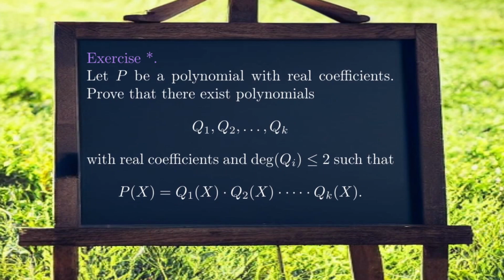Until then, you can think about one additional exercise that is a really important result about factorizations of real polynomials. Namely, let p be a polynomial with real coefficients. Then we shall prove that there exist polynomials q1, q2 up to qk of degree less than or equal to 2, such that p of x equals q1 of x times q2 of x up to times qk of x. And if you want to see a solution to that problem and more, you can check out our skill page on our website about complex numbers.